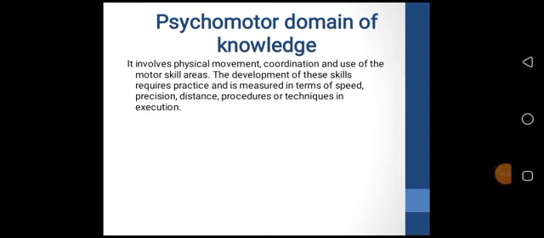And the next is psychomotor domain of knowledge. It involves physical movement, coordination, and use of the motor skills areas. The development of these skills requires practice, and is measured in terms of speed, precision, distance, procedures, or techniques in execution.